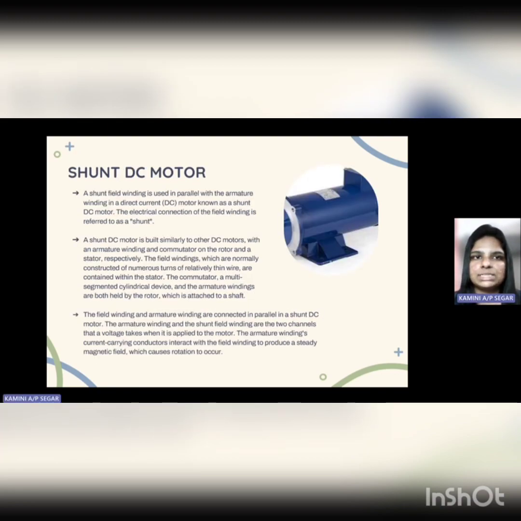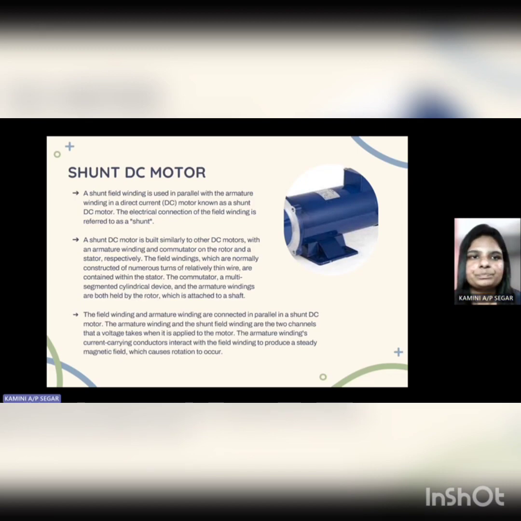As for shunt DC motor, a shunt field winding is used in parallel with the armature winding in a direct current motor known as a shunt DC motor. The electrical connection of the field winding is referred to as a shunt. A shunt DC motor is built similarly to other DC motors with an armature winding and a commutator on the rotor and a stator respectively. The field windings, which are normally constructed of numerous turns of relatively thin wire, are contained within the stator.